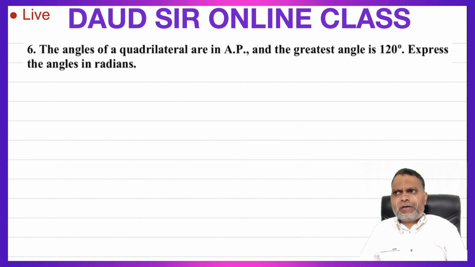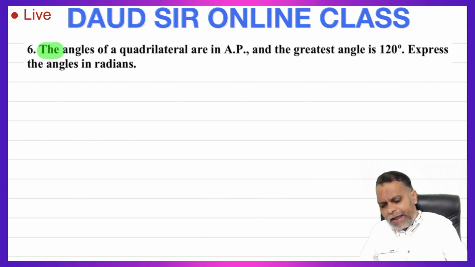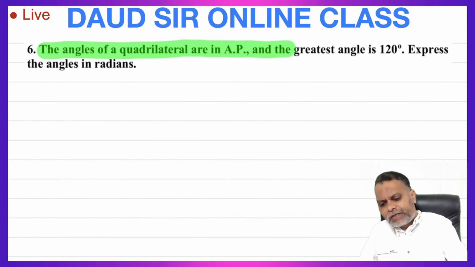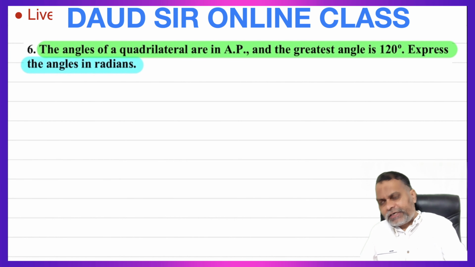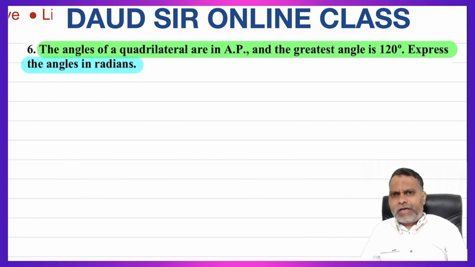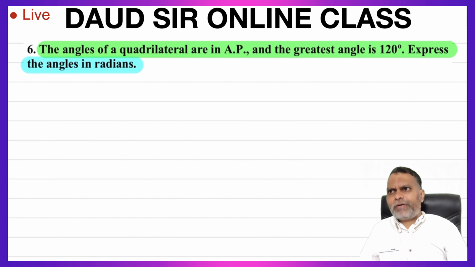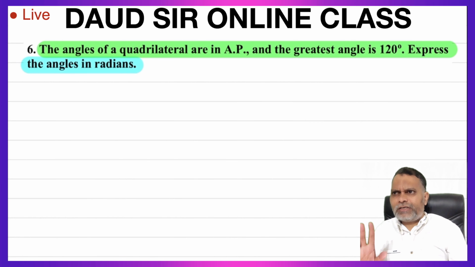Question number 6. The angles of a quadrilateral are in arithmetic progression and greatest angle is 120 degree. Find the angles in radian. Here the angles of quadrilateral are given in arithmetic progression and the greatest angle is 120 degree. So we have to find out all the 4 angles in radian.